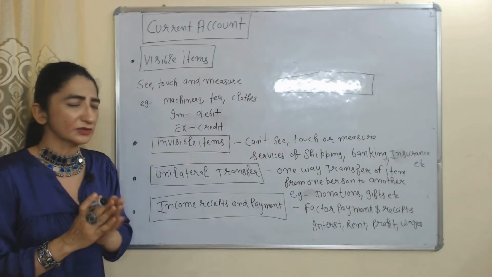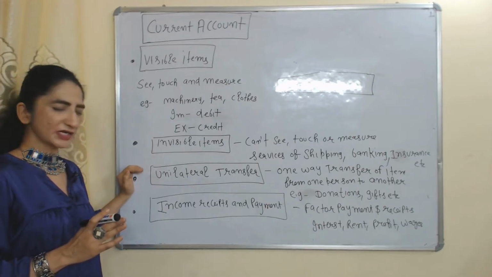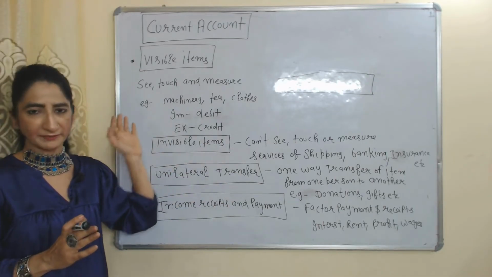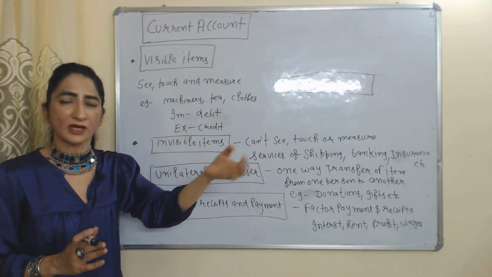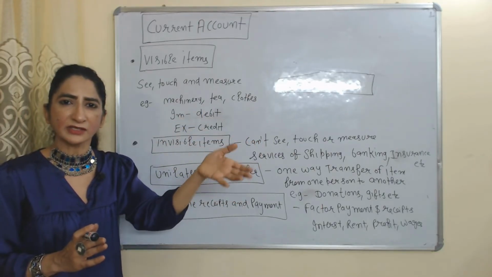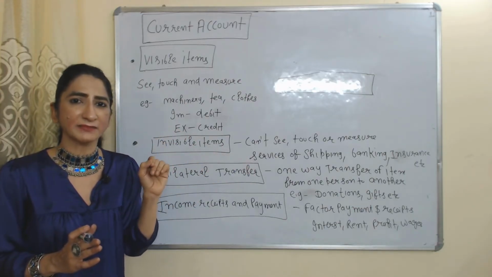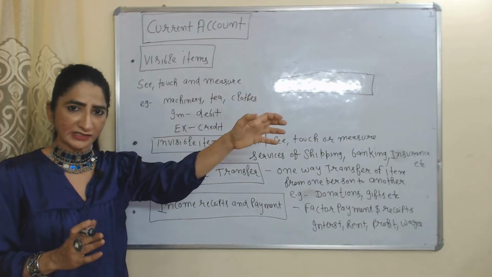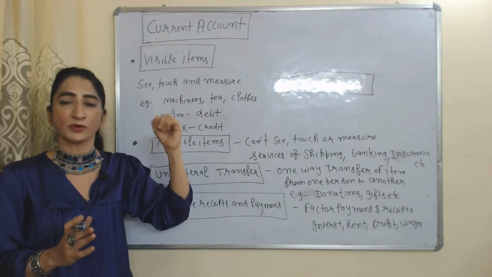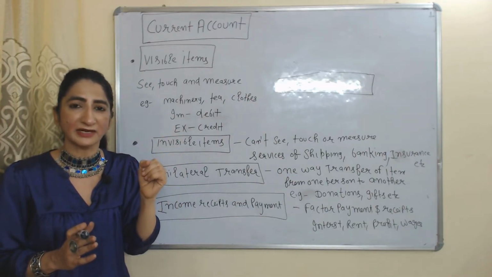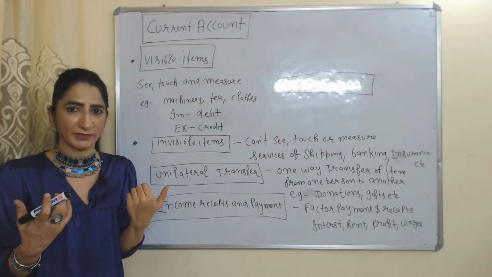Current account includes visible items, invisible items, unilateral transfers, and income receipts and payments. A visible item means something which we can see, touch and measure. For example, machines, rice, cloth, etc. If we are importing visible items, that means our money is going to other countries, so it will be debited in the balance of payment account. If we are exporting visible items, that means money is coming into our country, so it will be credited in the balance of payment account.